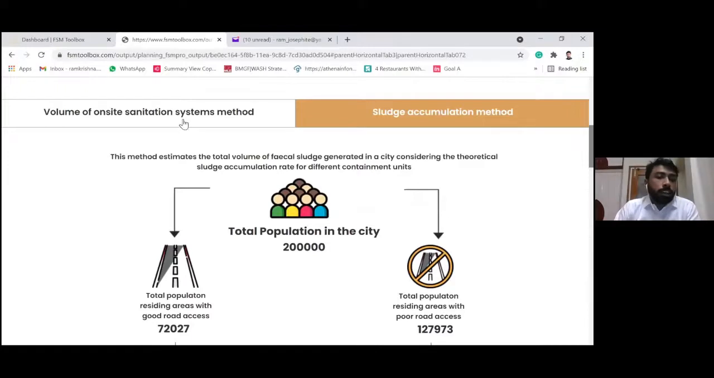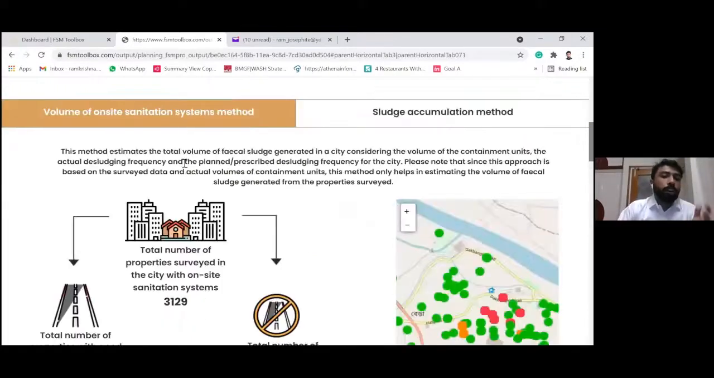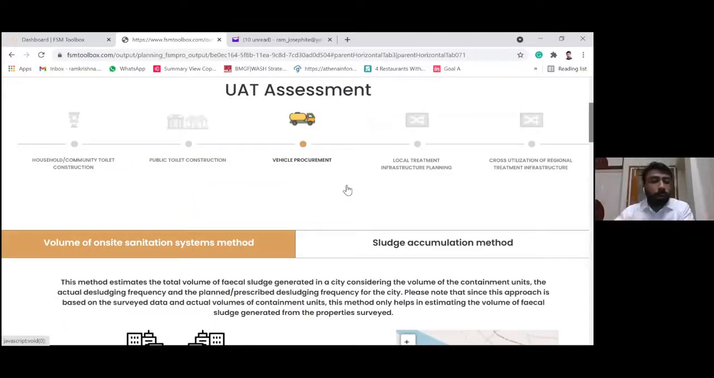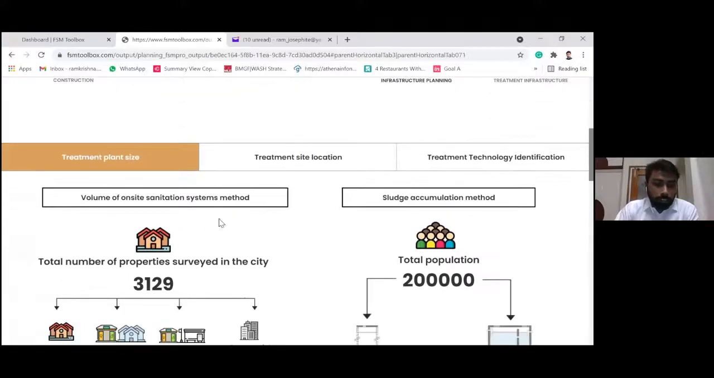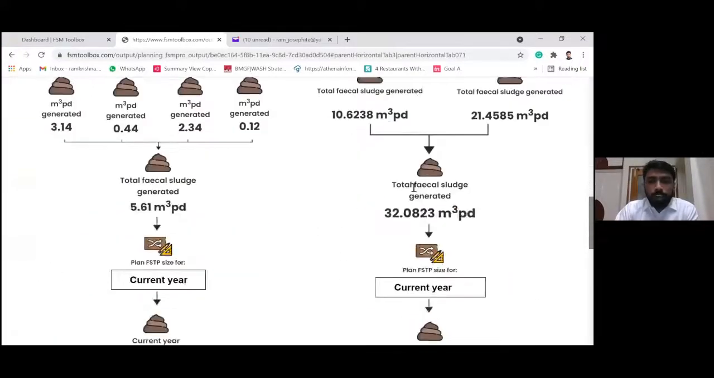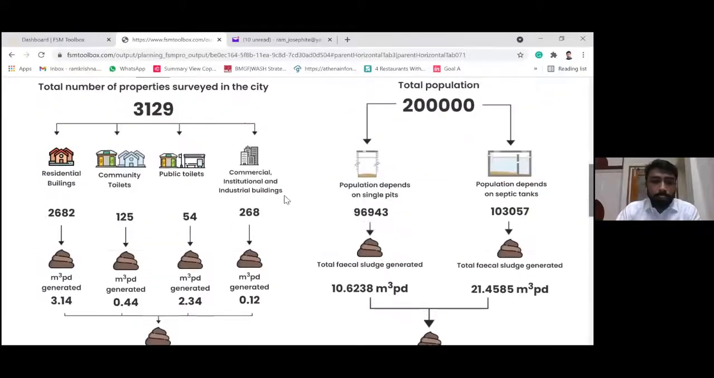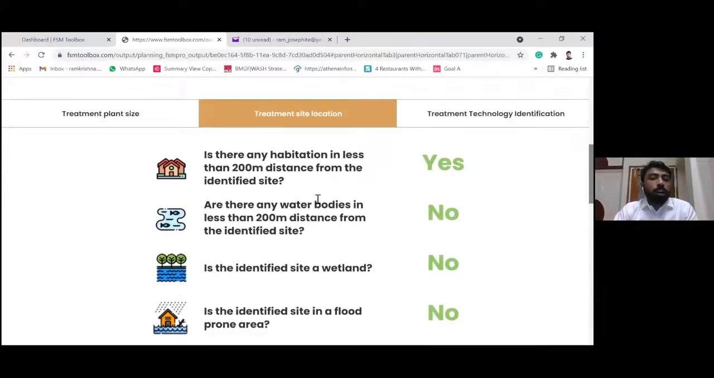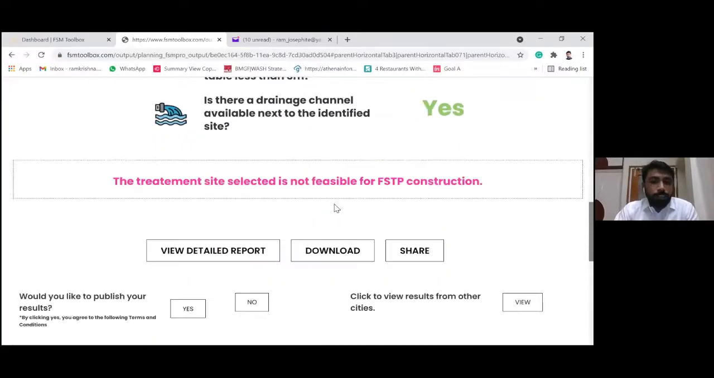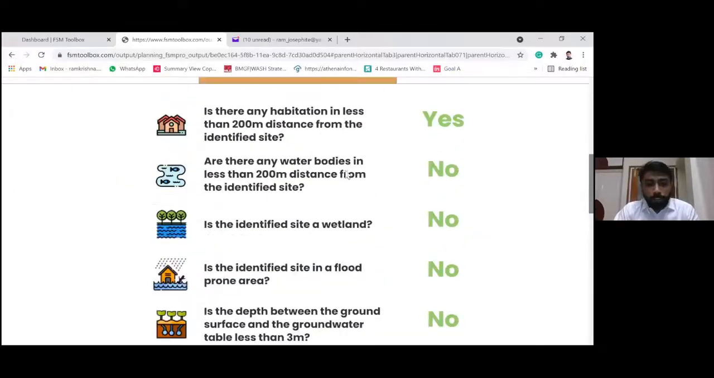Essentially, from a planning perspective, you should build for the current situation, and then you can incrementally plan for what the future generation would look like, as and when you have the policies and the enabling environment set up. And then similarly for the treatment, you will get to understand what the total fecal sludge generated is for the current year or for upcoming years as well. And then whether the treatment plant site is suitable for construction of a treatment plant or not. So it depends on these factors.